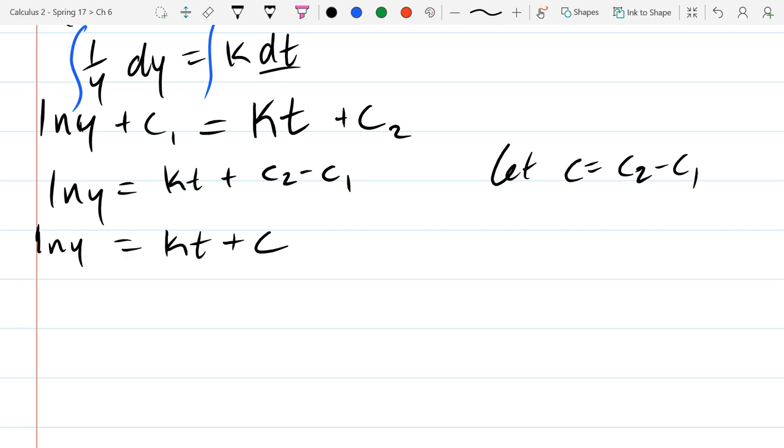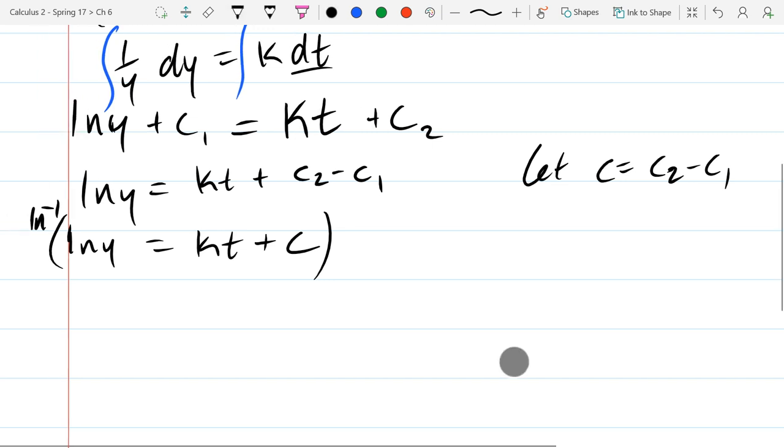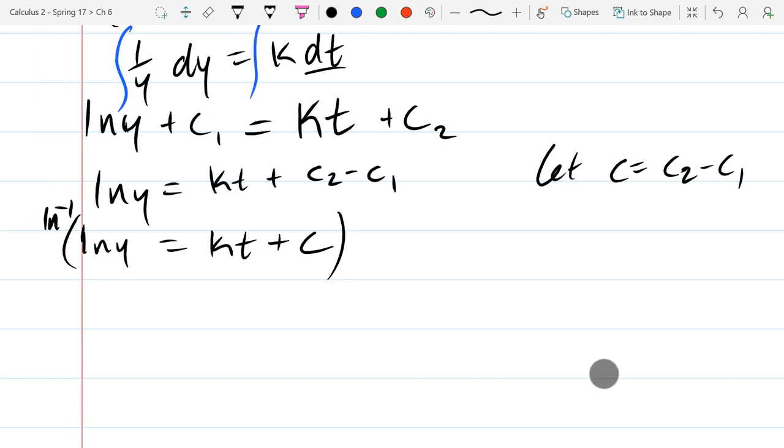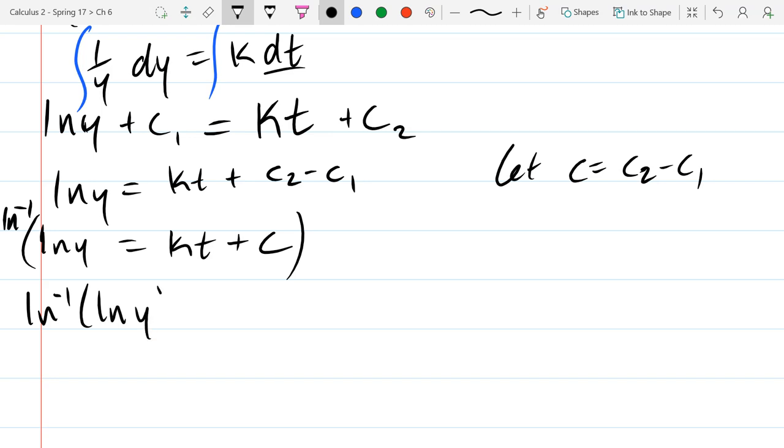All right, how do I solve for y itself? How do I get rid of natural log? Inverse of natural log. Inverse natural log on both sides. So we're going to apply, and I don't really have the room to write ln inverse. I'll try to squeeze it in right there. It'll snap back as soon as I let my finger go. So we're doing ln inverse of that whole equation right there. Oh, it didn't snap back. Ln inverse of ln y equals ln inverse of kt plus c.